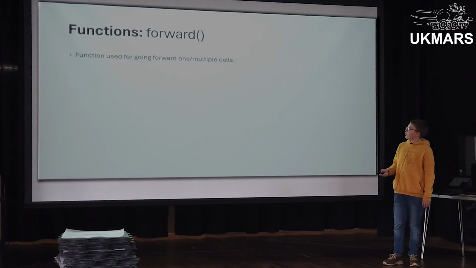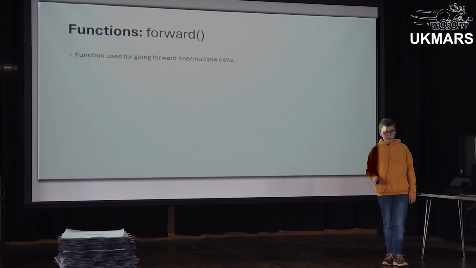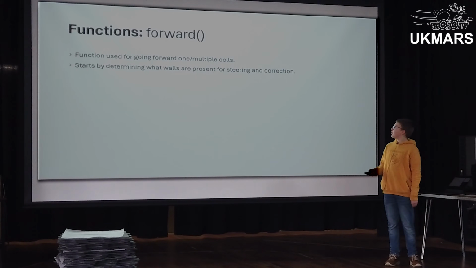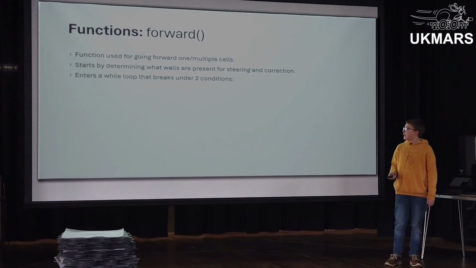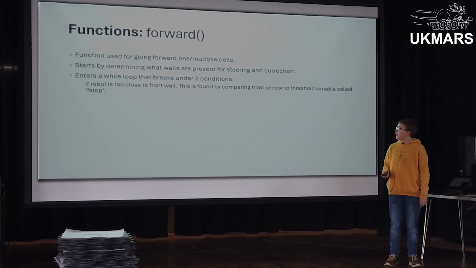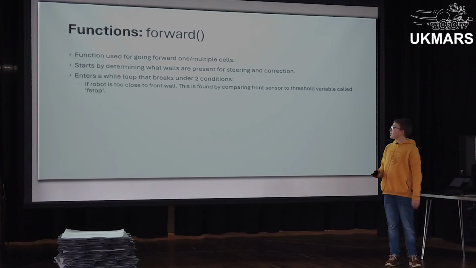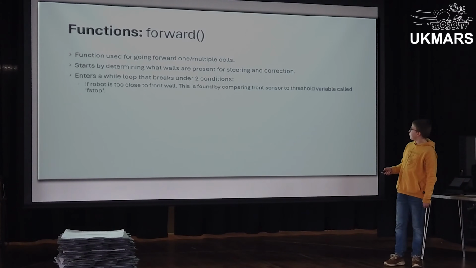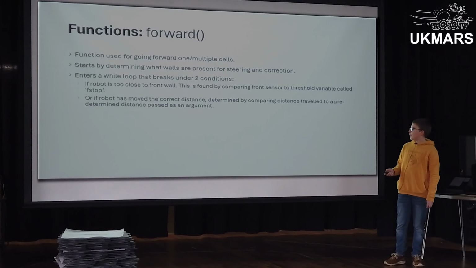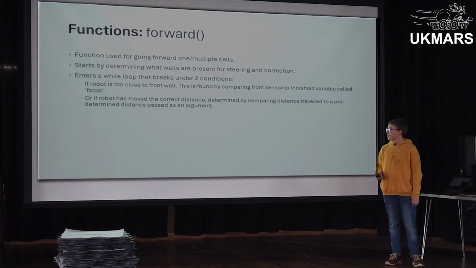The forward function is used for going forward one or multiple cells. It starts by determining what walls are present for steering and correction. It then enters a while loop that will break under two conditions: if the robot is too close to the front wall, which is found by comparing the front sensor to the threshold variable called f-stop, or if the robot has moved the correct distance.